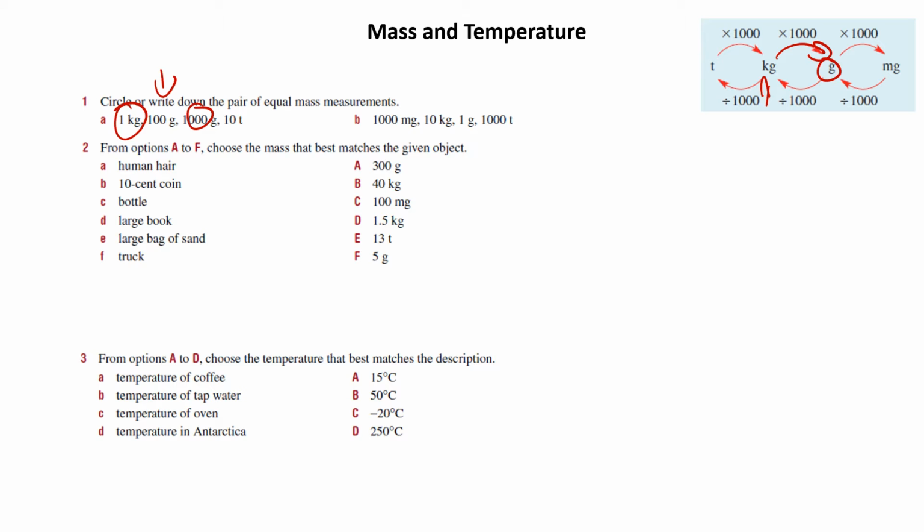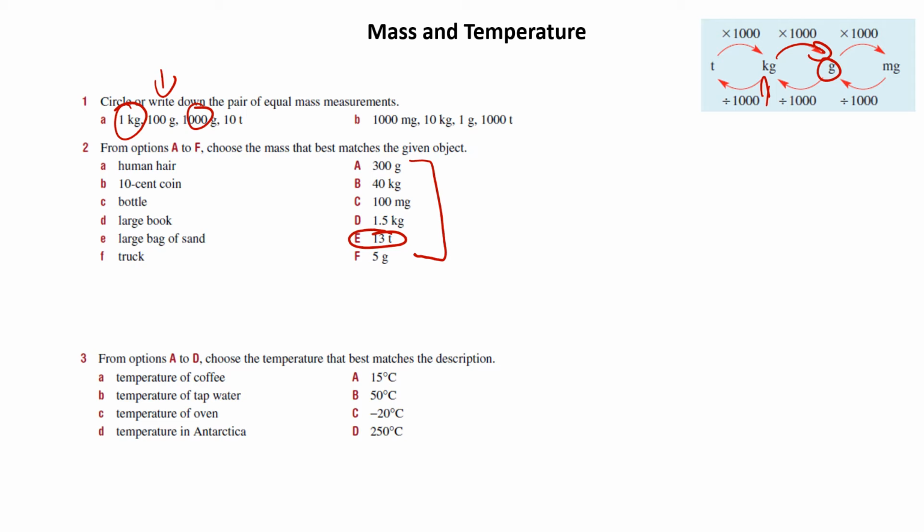From question 2, from options A to F, choose a mass that best matches a given object. I'm not going to go through all of these, but you need to think about what it is. For example, a truck is not going to be in milligrams or kilograms. It's really, really heavy. It's going to be, in this case, 13 tons. A human hair is not going to be in kilograms. Think about when you get a human hair, you can barely feel it. So if you have a look at the options, you might want to look for the smallest mass you've got. That's not going to be grams, and it's not going to be kilograms. I want to let you think about which one that will be. That's what you need to do when you go through a question like that.